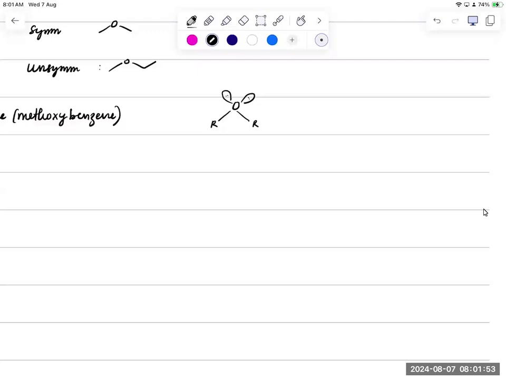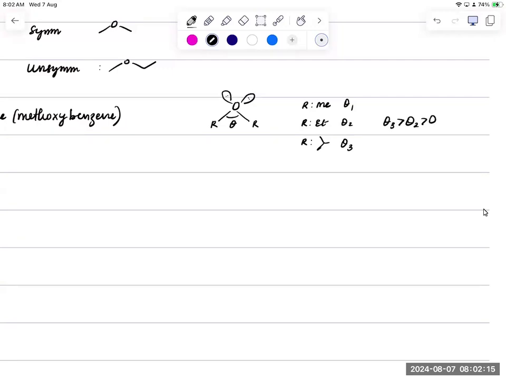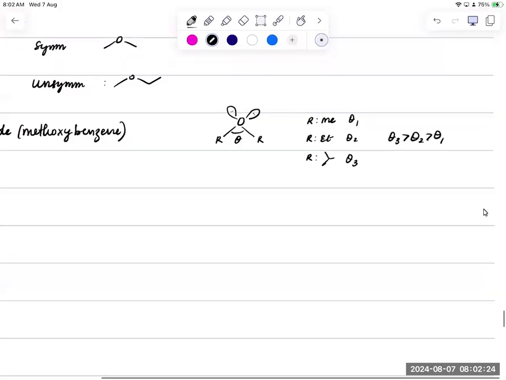The bond angle keeps increasing as R becomes bulkier. If R is methyl, R is ethyl, and R is isopropyl, and these are theta 1, theta 2, and theta 3, then theta 3 should be greater than theta 2, which is greater than theta 1. Okay. So as the bulkiness increases, the bond angle will increase in this case. Got it? Next.